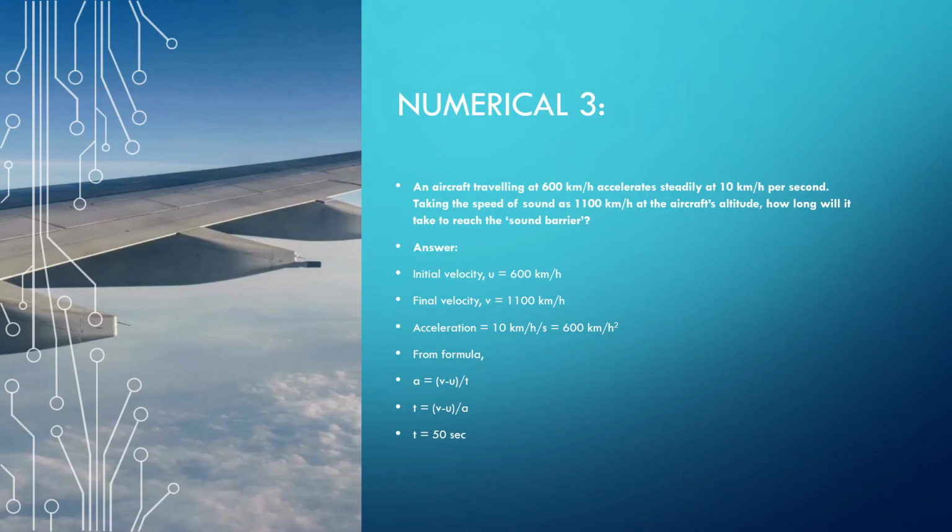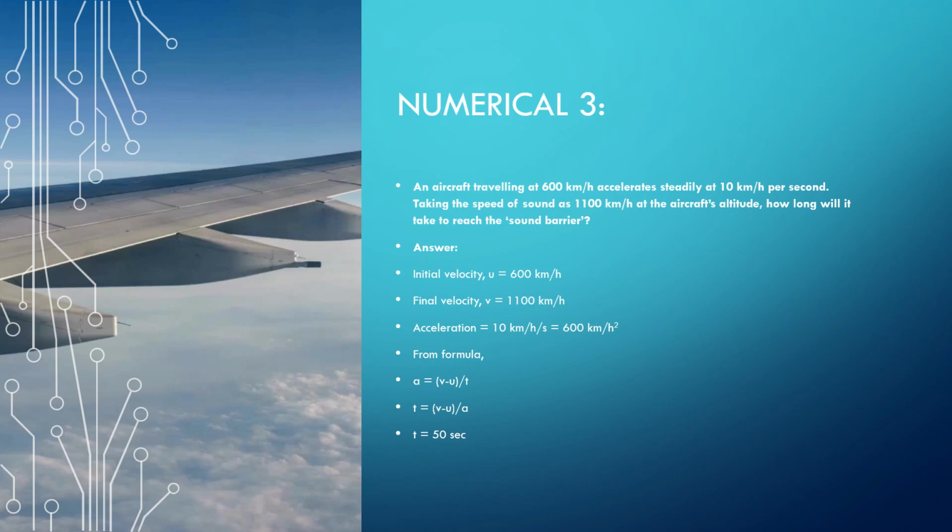Numerical number 3. An aircraft traveling at 600 km per hour accelerates steadily at 10 km per hour per second. Taking the speed of sound as 1100 km per hour at the aircraft's altitude, how long will it take to reach the sound barrier? Now here again, looking at the big values, students, you don't have to worry. First thing, write down what is given.